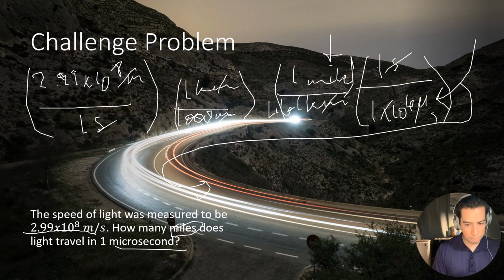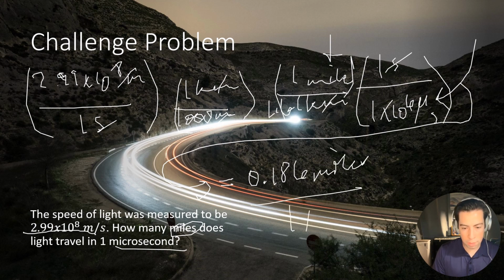So let me do that calculation really quickly. 2.99 times 10 to the 8th, multiplied by 1 over 1,000, then multiplied by 1 over 1.61, and finally multiplied by 1 over 1 times 10 to the 6th power. What I'm going to get is that this equals 0.186 miles per 1 microsecond.